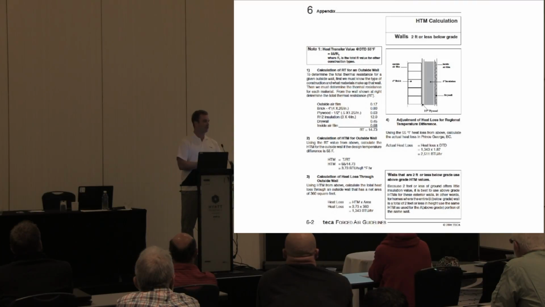Just so you guys understand, Cloverdale is 0. Like, you don't multiply, it's a number 1. So you don't multiply against anything in Cloverdale. So the heat loss in Cloverdale will be 1,343, and the heat loss in Prince George would be 2,511. Does everybody kind of understand? So for those guys that live in different climates, you can still do the math.